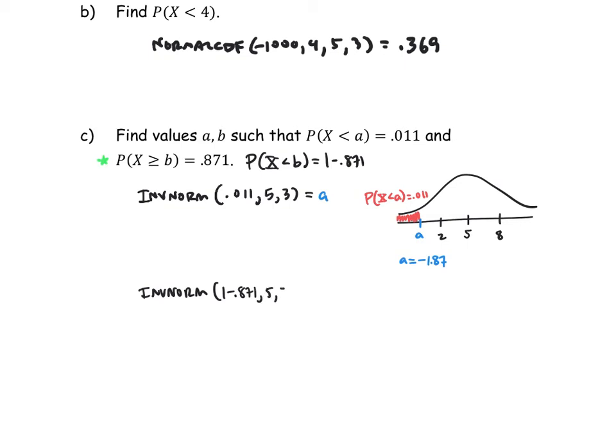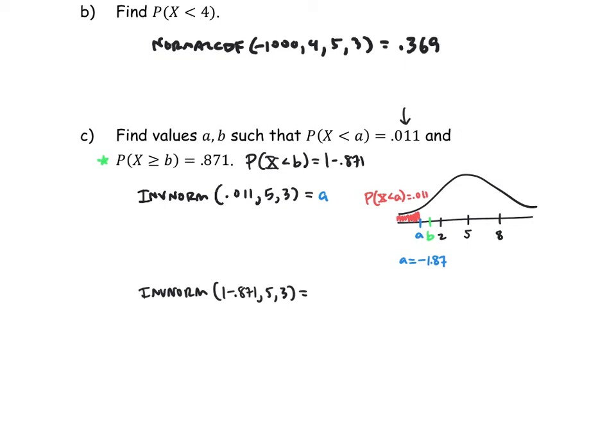Okay, same mean, same standard deviation. Let's find out the value for that. Now, seeing that the probability of this will be larger than the previous, it's going to be larger than this. I would expect the value for B to be somewhere over here, somewhere greater than -1.87. So let's see what we get.